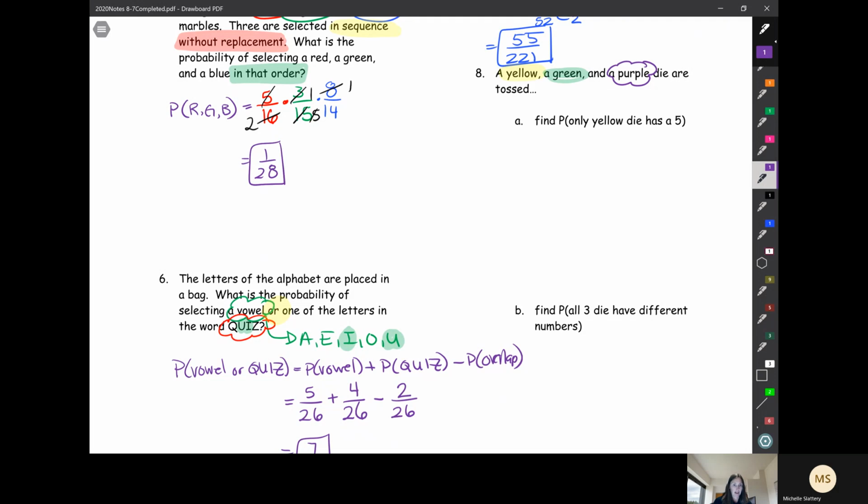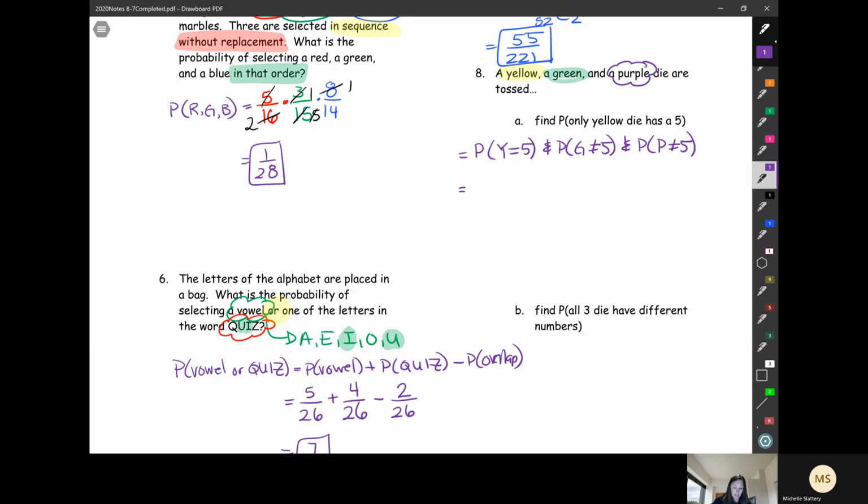So that means that the yellow die has a 5 and the other 2 dice, the green and the purple, do not have a 5. So we're looking for the probability that the yellow die is equal to a 5 and the green is not equal to a 5 and the purple is also not equal to a 5. So I have that word and in there. That means I'm going to be multiplying. These events are independent events, so the value on one die does not affect the value on the other dice. So I'm just going to multiply each probability.